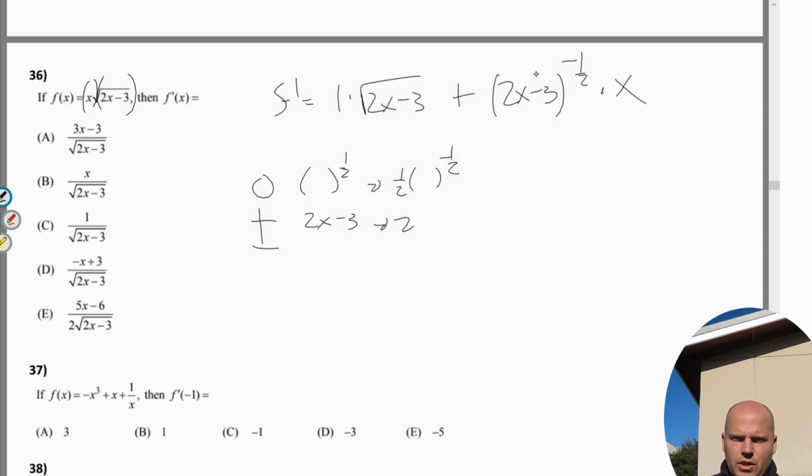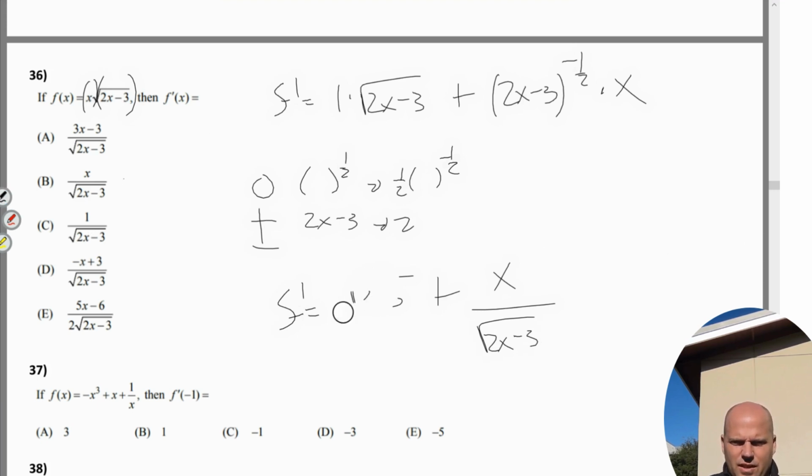Slope of the first times the second plus the slope of the second times the first. The 1/2 and the 2 cancel. Not plugging in anything, we get root 2x minus 3 plus x over root 2x minus 3. I don't see that anywhere.